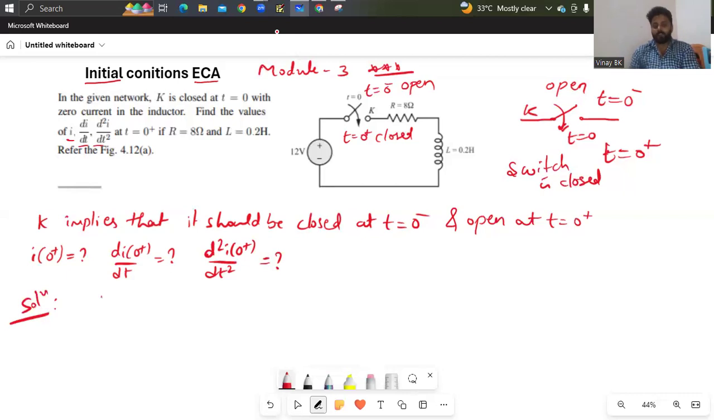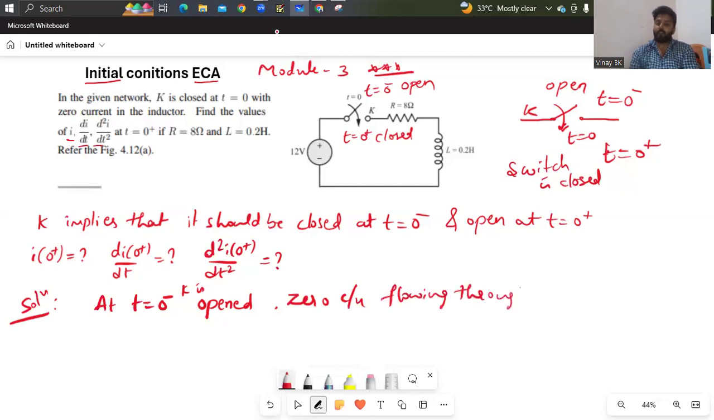So at t equals to 0 minus, switch K is open. When t equals to 0 minus, K is open, hence 0 current is flowing through the inductor. 0 current means it acts as an open circuit. If the switch is open, the open circuit current is nothing but 0 current flowing through R and L as well.